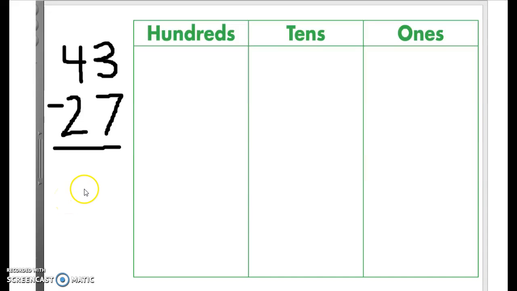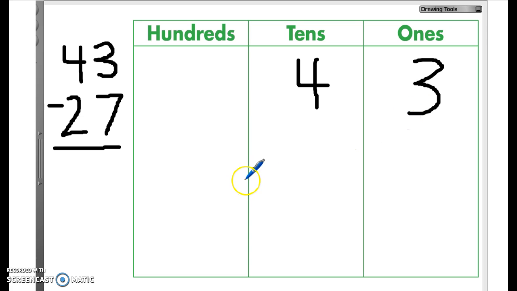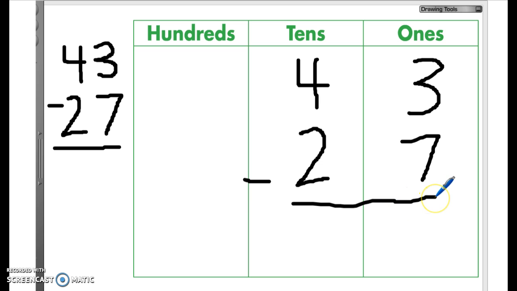All right, today we're going to work on 43 minus 27. We're going to move this problem over here to our work mat, where 43 is 4 tens and 3 ones. And we are going to subtract 27, which is 2 tens and 7 ones. All right, so we're going to be looking for the difference between 27 and 43. When we start to subtract, we're going to begin in the ones place.